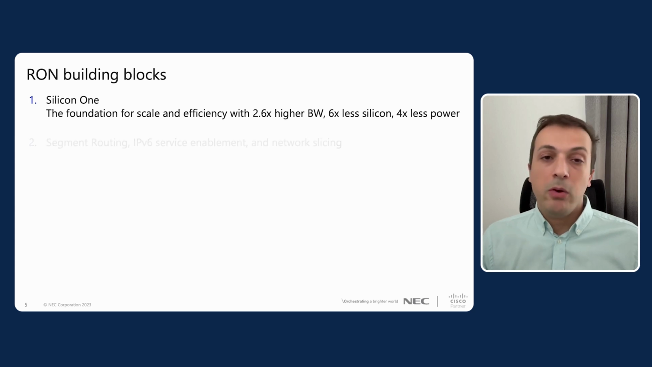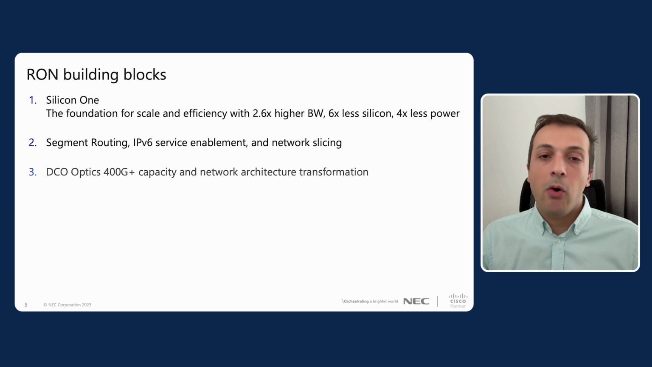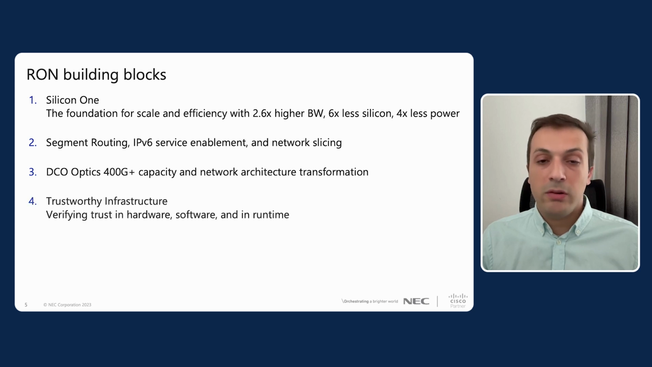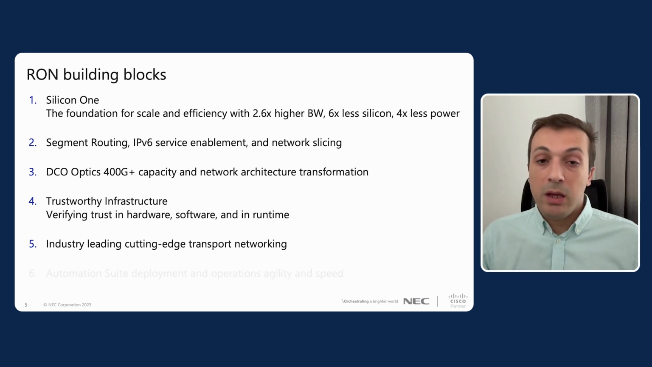A second building block is segment routing and IP service enablement, which actually enables network slicing. The third one is DCO optics, so optics with 400 gigabit plus capacity and network architecture transformation. As a fourth one, we can say trustworthy infrastructure that verifies the trust in the hardware, software, and in runtime. Not least, industry-leading cutting-edge transport networking. And as a sixth one, the automation suite: deployment and operations agility and speed.